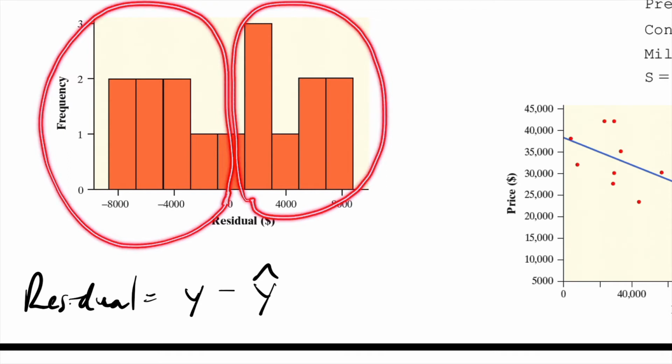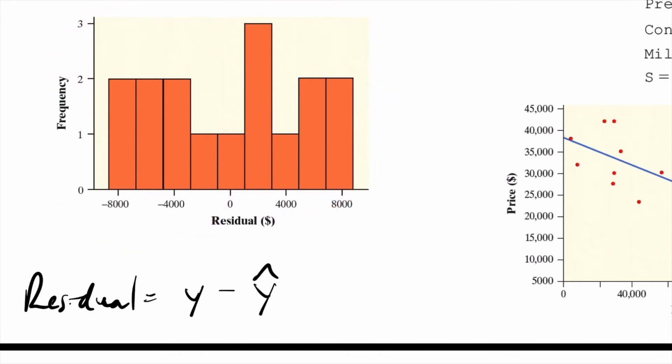Would it be a lot more? No. Barely, right? Just this part right here, and that really is just one dot. One dot heavier on the positive side. So it's pretty balanced. Okay.